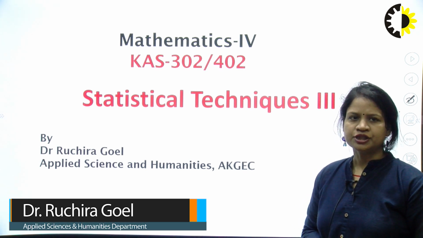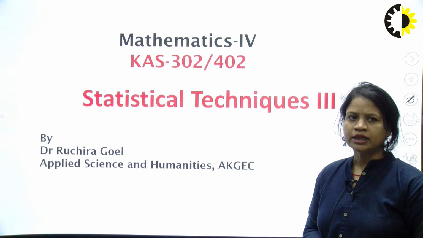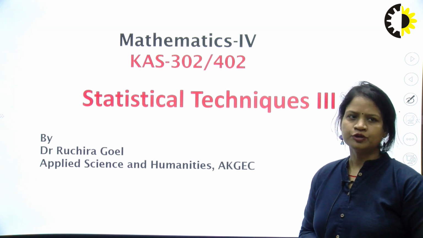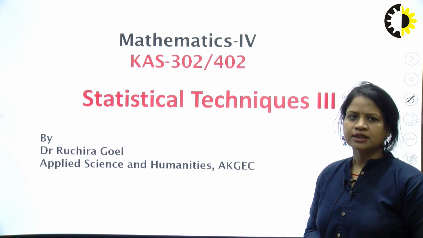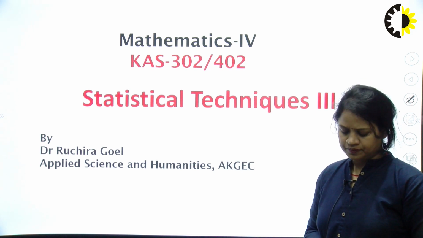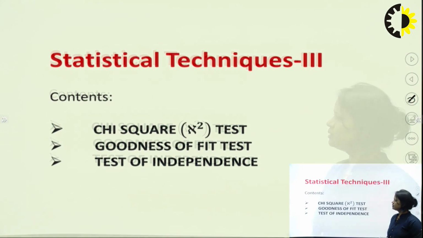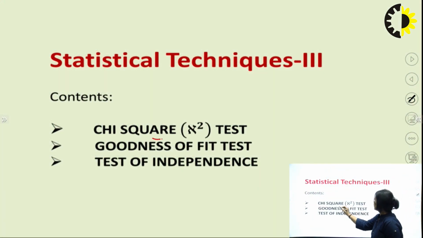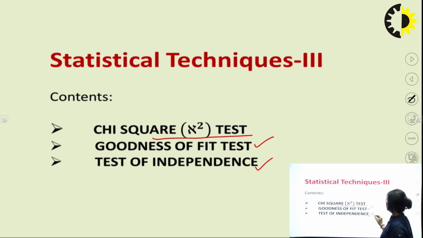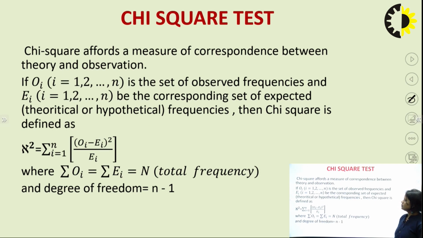Today I will be teaching Mathematics 4, code KAS 302/402. The topic is Statistical Techniques 3. In this content, I will be discussing chi-square test, goodness of fit test and test of independence. Now let us discuss chi-square test.